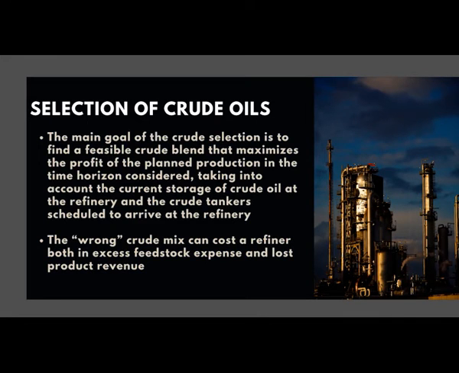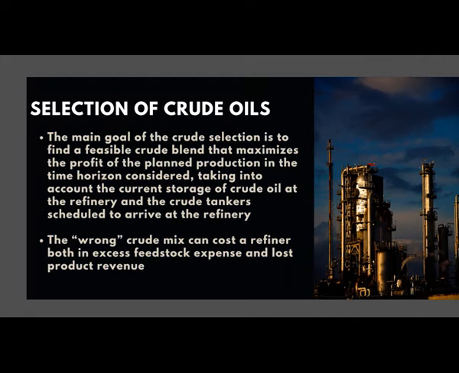Selection of the crude oil, as I said, is very important depending on your refinery configuration. The main goal of the crude selection is to find a feasible crude blend that maximizes the profit of the planned production in the time horizon considered, taking into account the current storage of crude oil at the refinery and the crude tankers scheduled to arrive at the refinery. So already we have discussed that every refinery has enough storage tanks, which include the crude oil storage tanks. Depending on the availability of space in the tank farm area and depending on the grade of products you are planning to produce, the crude oil selection will be done.